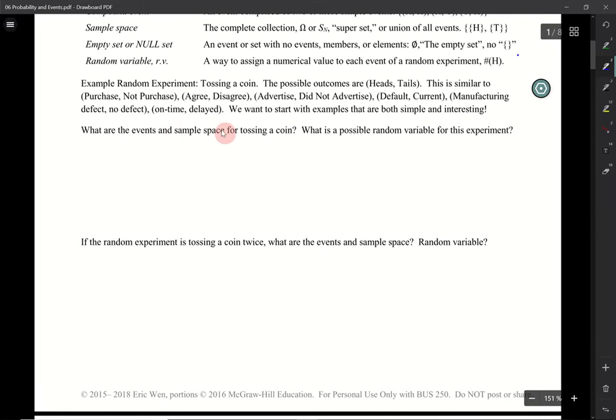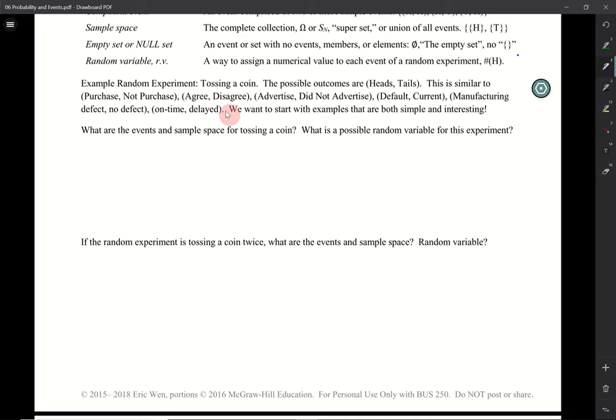Suppose we think about tossing a coin, right? And we want to think about what are the events and what is a sample space for tossing a coin, and what's a possible random variable for this experiment. Okay, so what would you do? What would you say are the events? Tossing a coin, right? Clearly it's what? Yeah, heads or tails, right?